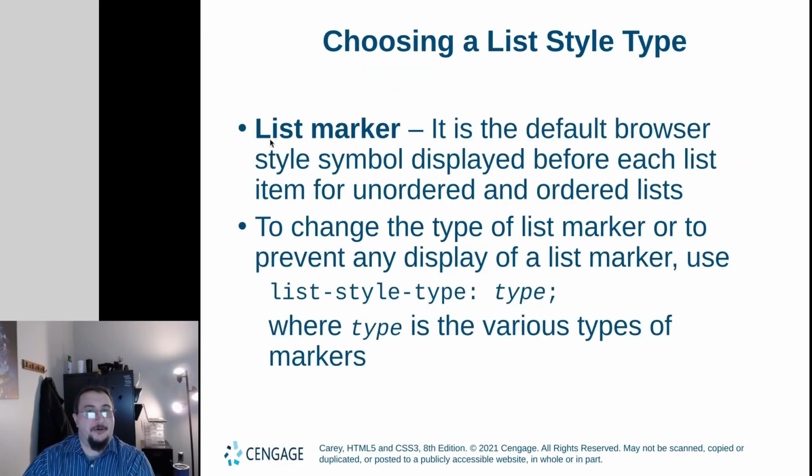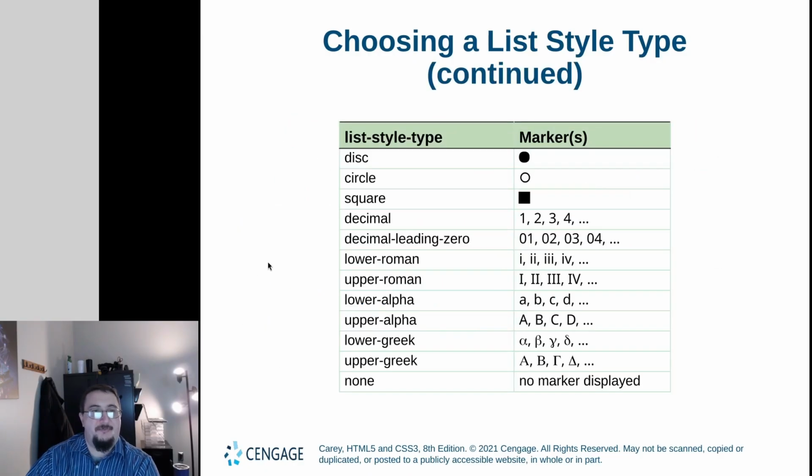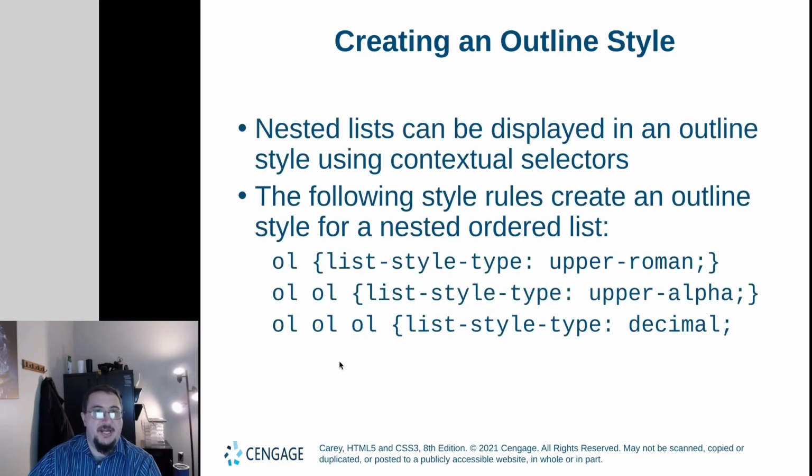A list marker, the style used for each list for both ordered and unordered lists. You could change it for anything. The type are various types of markers. You have multiple options: discs, circles, squares, decimal leading 0, decimal, lower and upper Romans, lower upper alpha, lower upper Greek, or none. You can also later on add in an image file to use as the bullet point, and you can nest them as well.